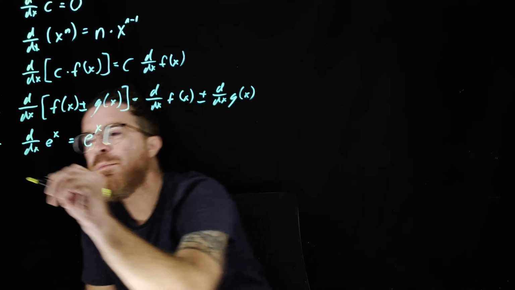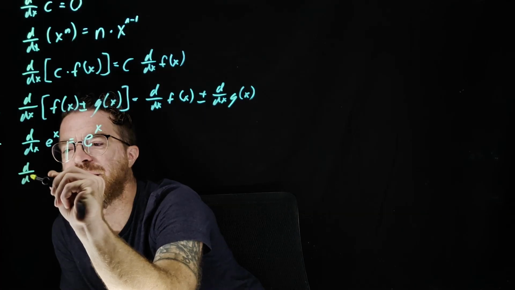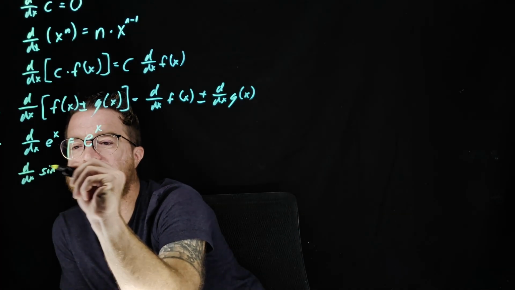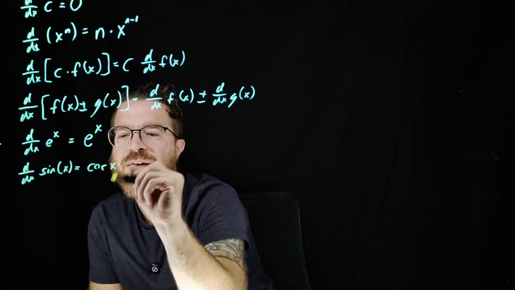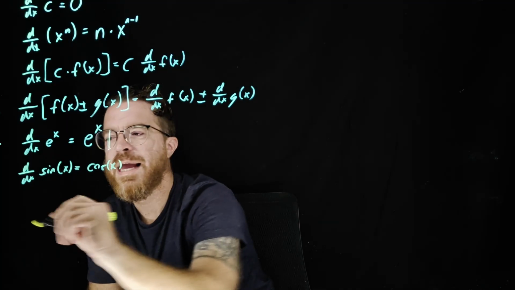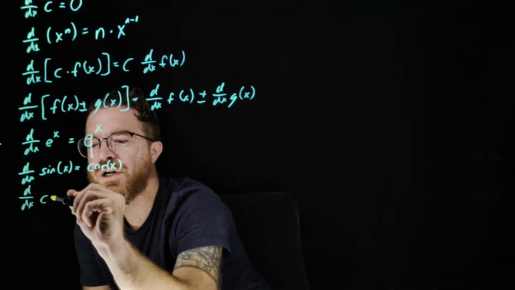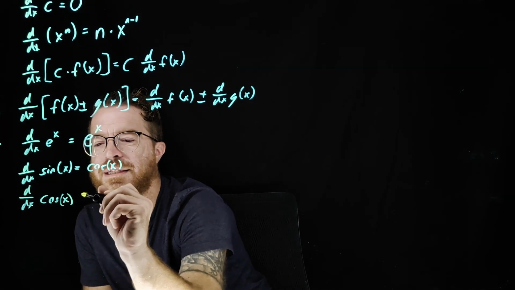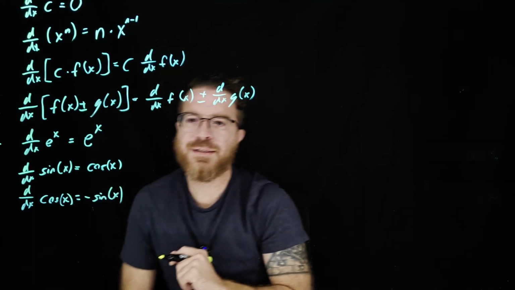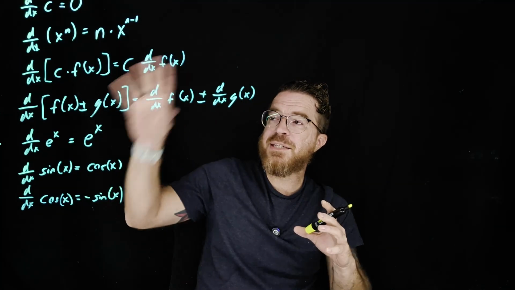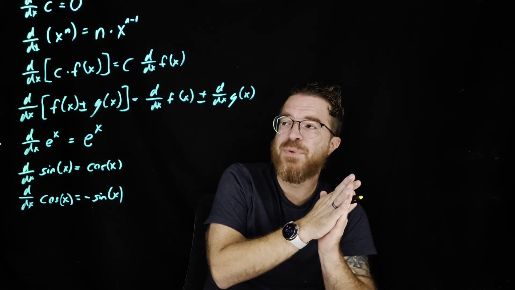And then a couple more for some trig functions. If we have the derivative d dx of sine of x, this is going to be equal to cosine of x. And if we have the derivative d dx of cosine of x, this is going to be equal to negative sine of x. So these are some of our basic building blocks we're going to be using as we start building out our derivative rules that we can use.